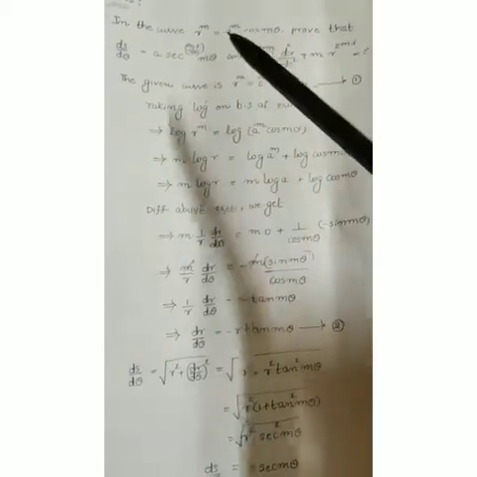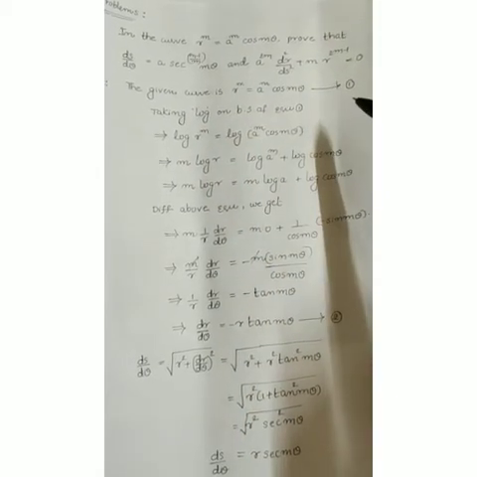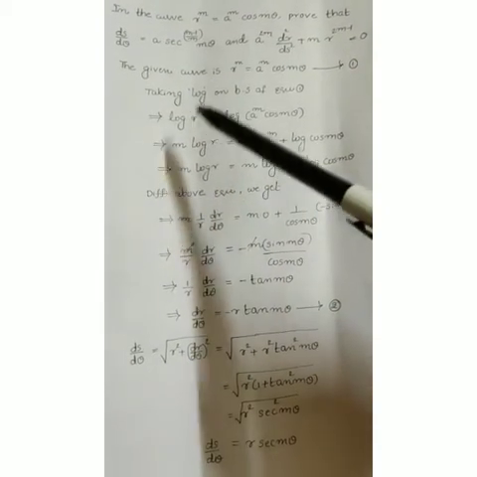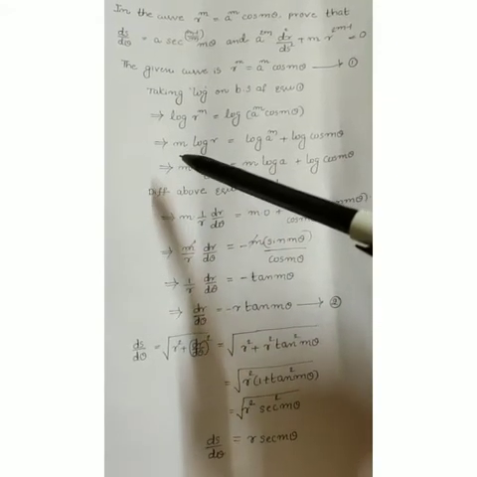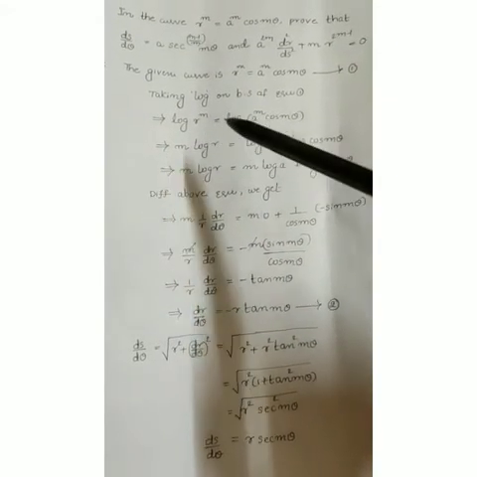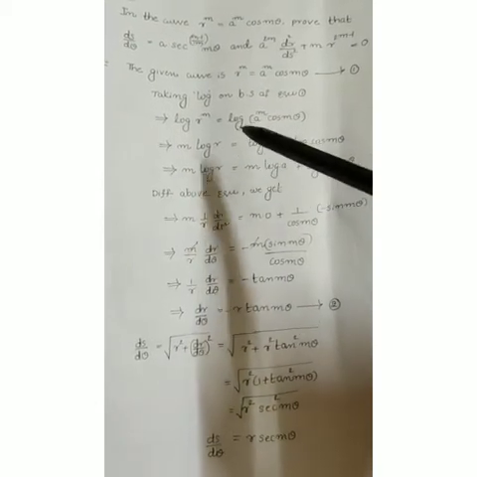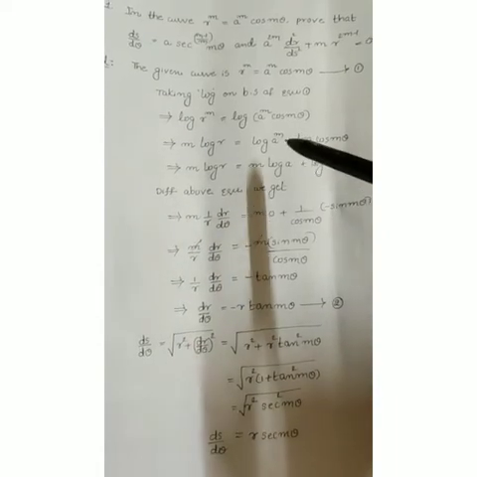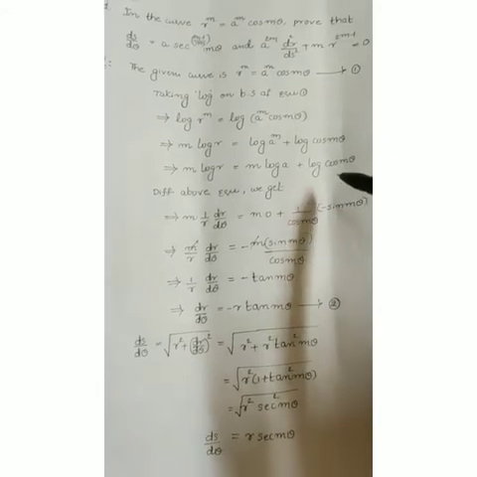Solution. So here the given curve is r to the power of m equal to a to the power of m into cos m theta. This is equation number 1. Now taking logarithm on both sides of equation 1, log of r to the power of m equal to log of a to the power of m into cos m theta. We know by formula log of a into b is log a plus log b, so m log r equal to log a to the power m plus log cos m theta. This can also be written as m into log a plus log of cos m theta.